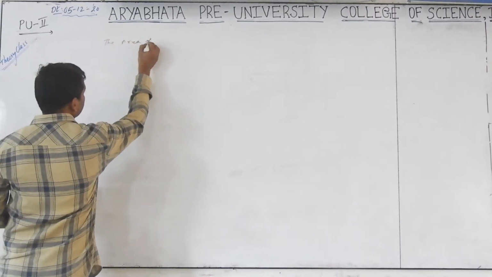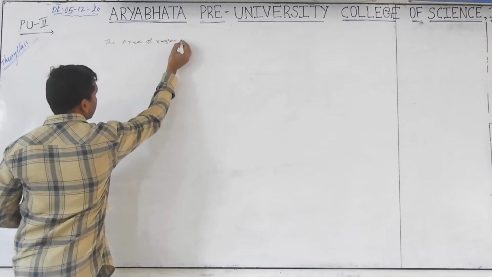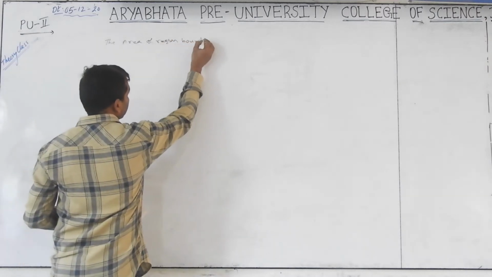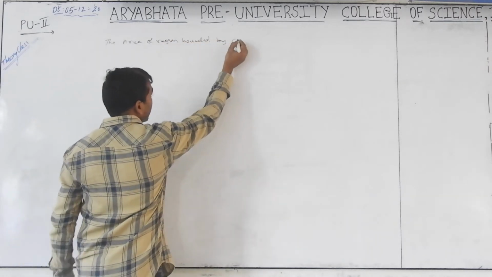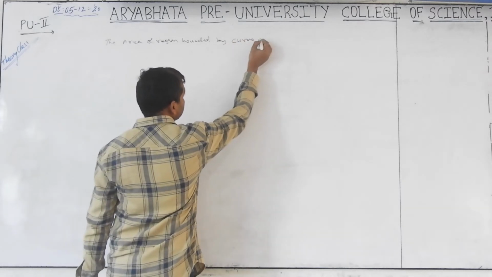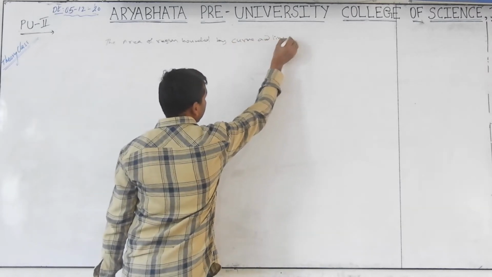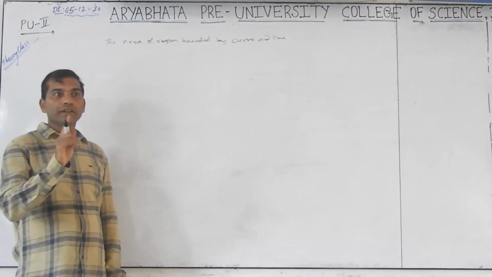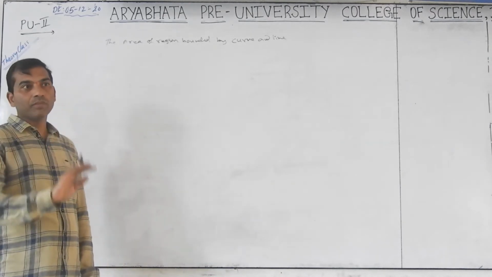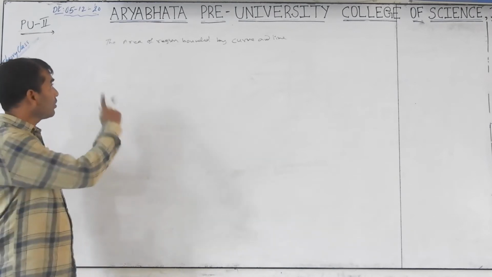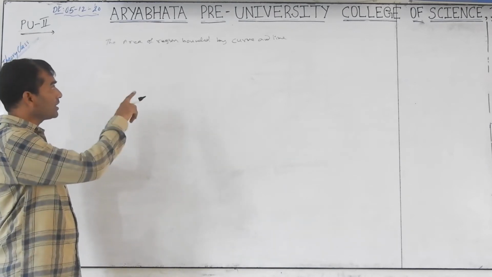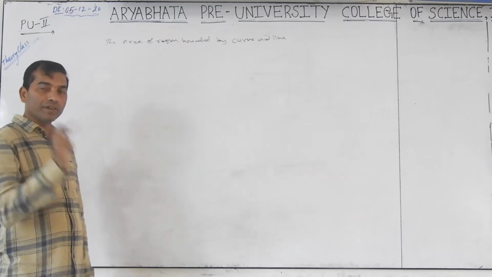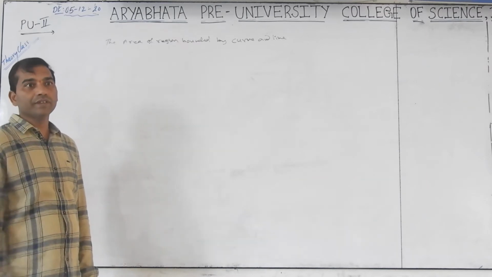The area of the region bounded by a curve and a line. So far we have discussed only one curve, the area bounded by a curve with both the x and y axes. Now onwards we will discuss the area of the region bounded by a curve and a line. One curve they will give, and one line they will give.